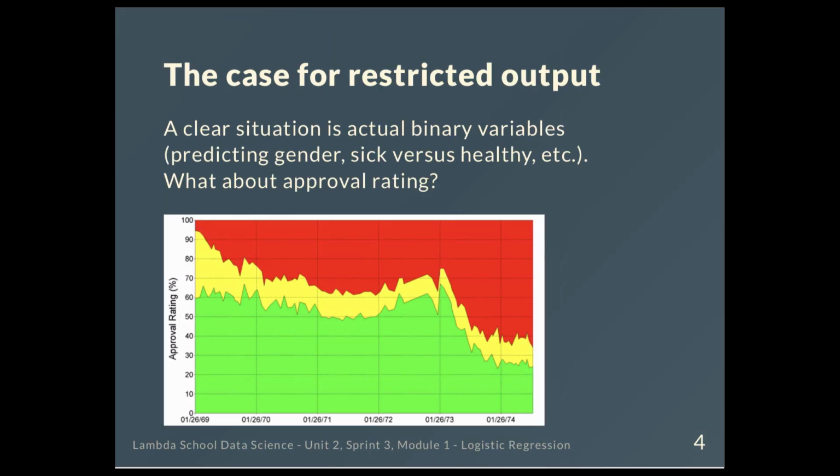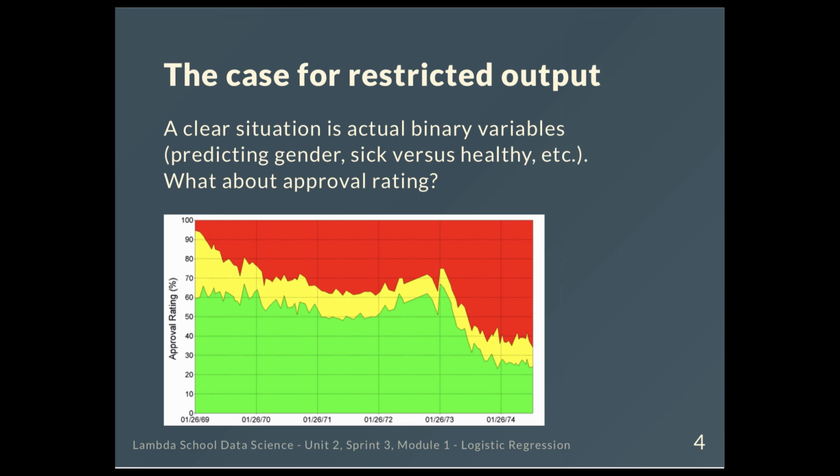What is the case that we want to use for logistic regression? Well, really it's about restricted output, and that might seem like a strange way to put it. Why would we want to restrict or limit what a model can do? Well, a clear situation is binary variables. If you want to predict sick versus healthy, or gender, from the two traditional gender categories, then you might want a model that limits its output to those things. It doesn't make sense necessarily to give continuous predictions in these situations. These are classification problems. There's other cases that might be a little bit less obvious.